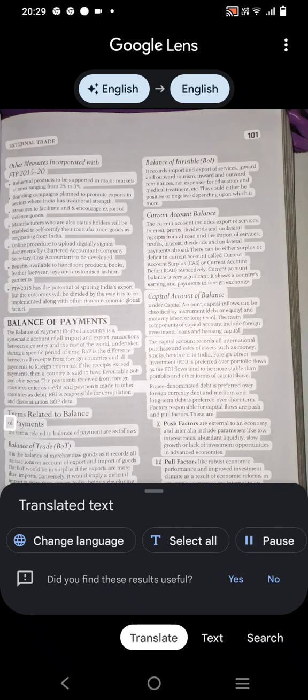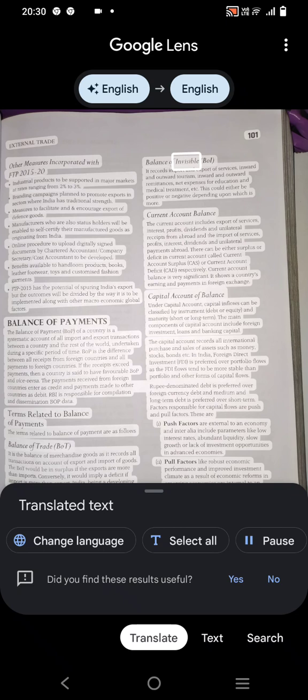Terms related to balance of payments. The terms related to balance of payments are as follows. Balance of trade, BOT. It is the balance of merchandise goods, as it records all transactions on account of export and import of goods. The BOT would be in surplus if the exports are more than imports. Conversely, it would imply a deficit if imports are more than exports. India, being a developing economy, has had a structural trade deficit since its imports outperform its exports.